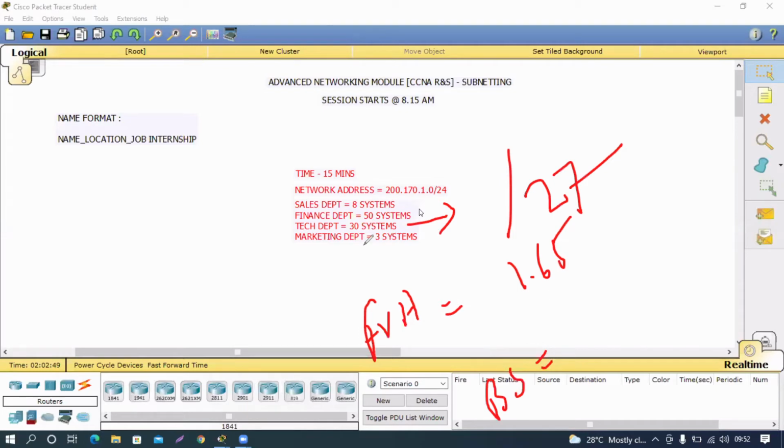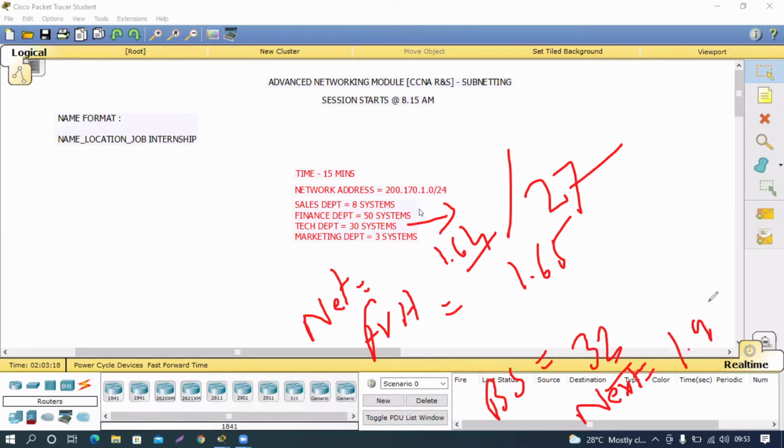Who has done the technical department? Your block size will be? Sir, 32. 32 is the block size, and your network address becomes 64. So 64 plus 32 becomes what? The next subnet will be 1.96.